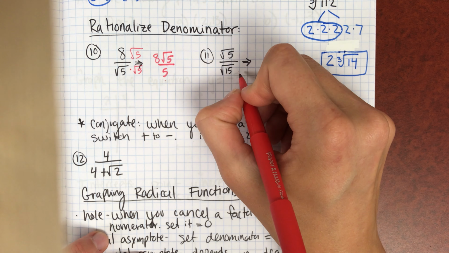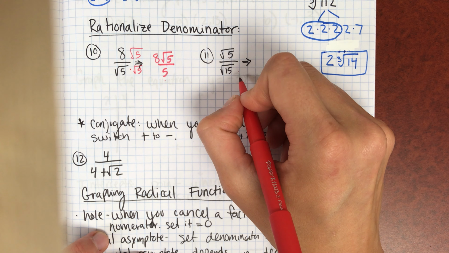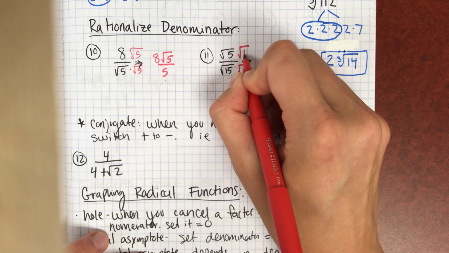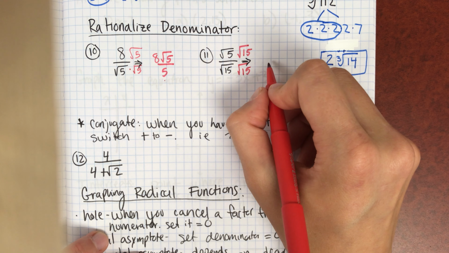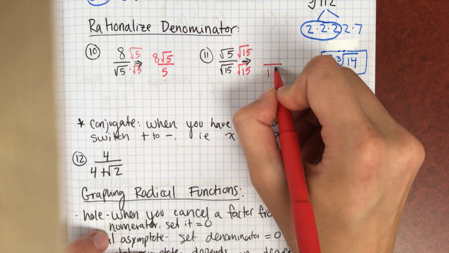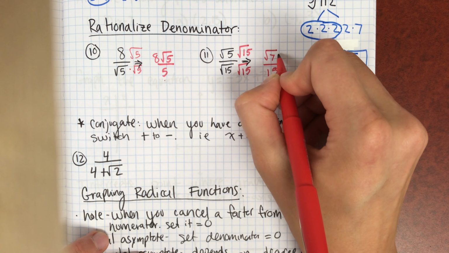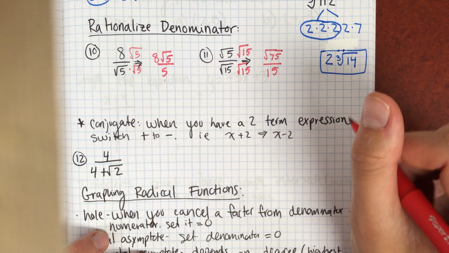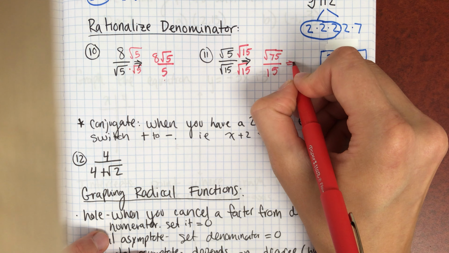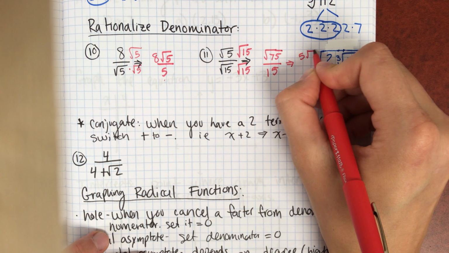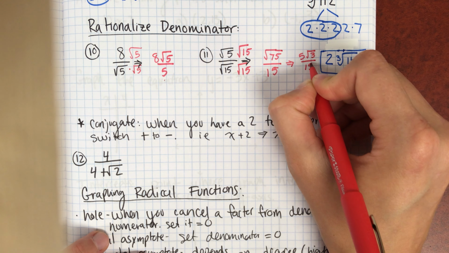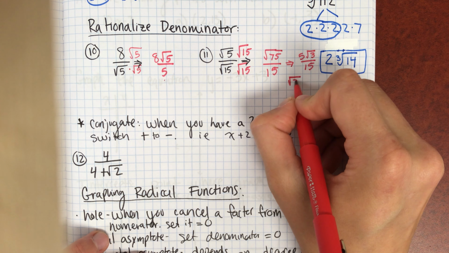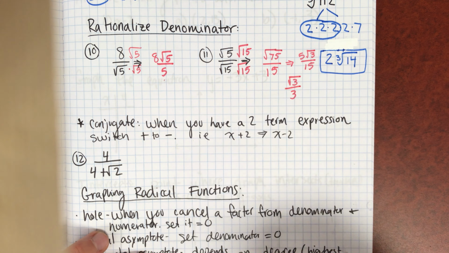Okay, if we did the same here, we'd be multiplying by the square root of 15, and so we'd get 15 in our denominator and square root of 75 on top. We can reduce this even further by saying 5 square root of 3 over 15, which reduces yet again to square root of 3 over 3.